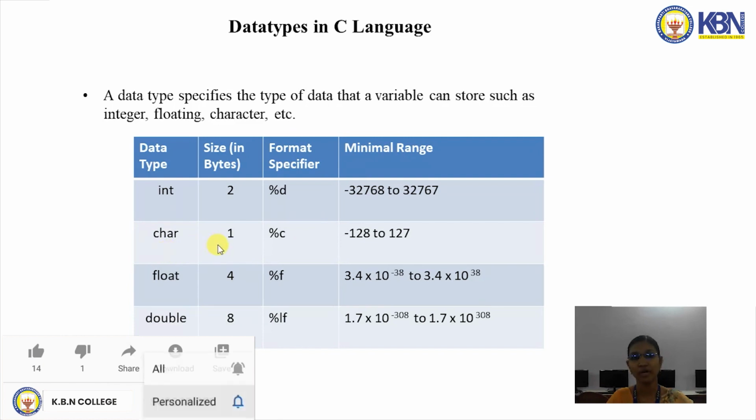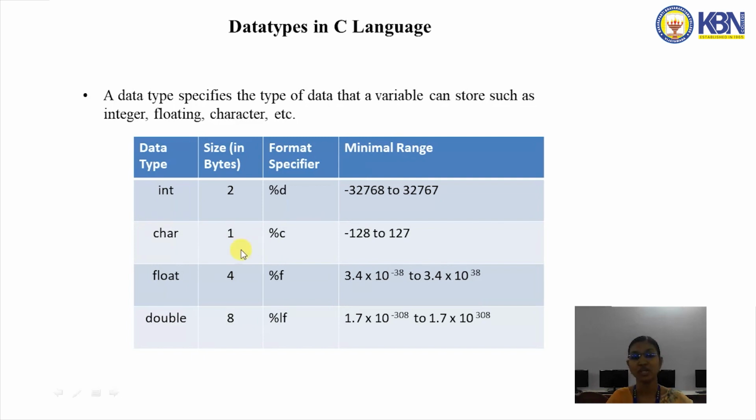The next data type is char, a character data type. It consists of 1 byte, its format specifier is %c, and its range is minus 128 to 127. Next, the third data type, float, consists of 4 bytes, its format specifier is %f, and its range is 3.4 into 10 to the power of minus 38 to 3.4 into 10 to the power of 38. Finally double, which consists of 8 bytes, its format specifier is %lf, and its range is 1.7 into 10 to the power of minus 308 to 1.7 into 10 to the power of 308.